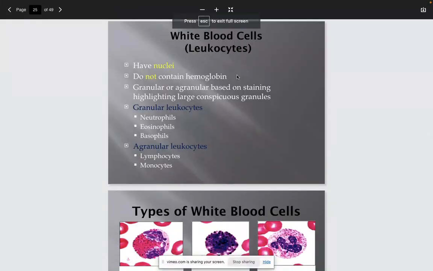This is the second portion of the blood lecture. We're going to begin with white blood cells and finish up with talking about red blood cells and antigens.